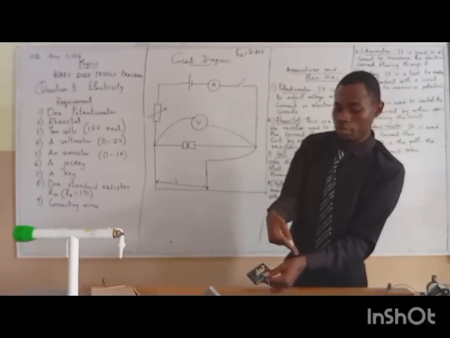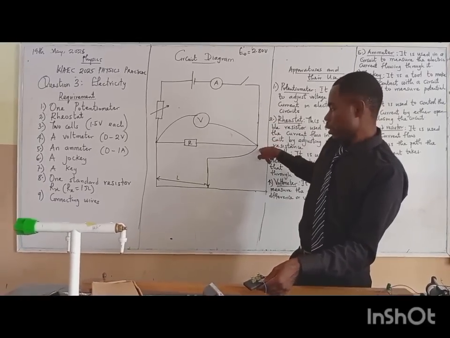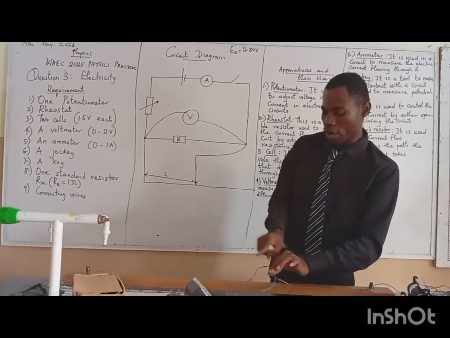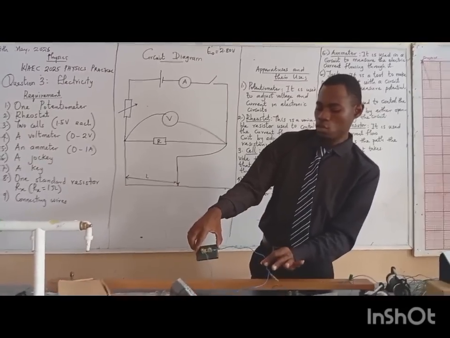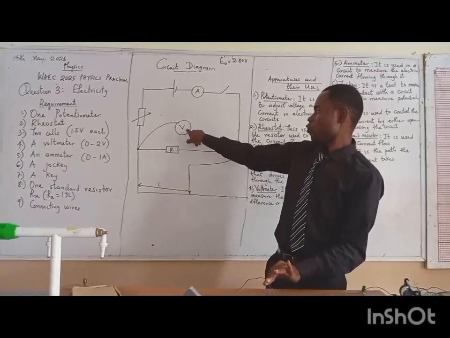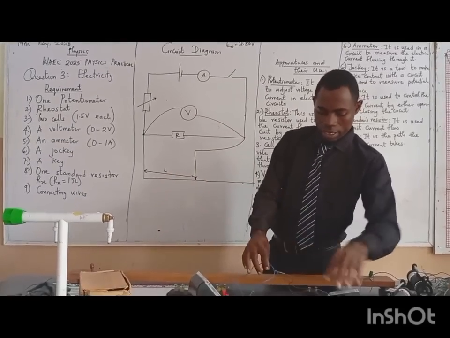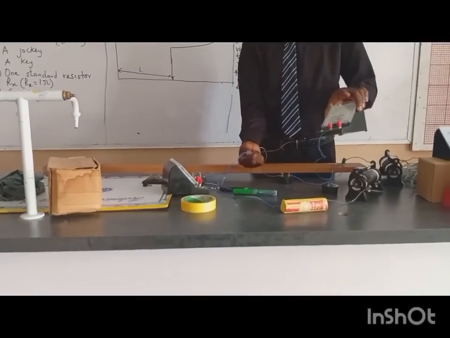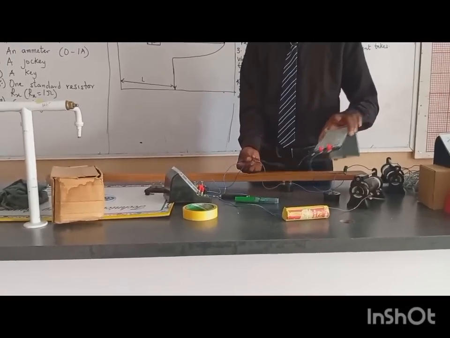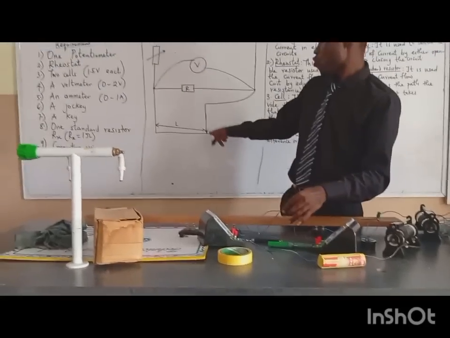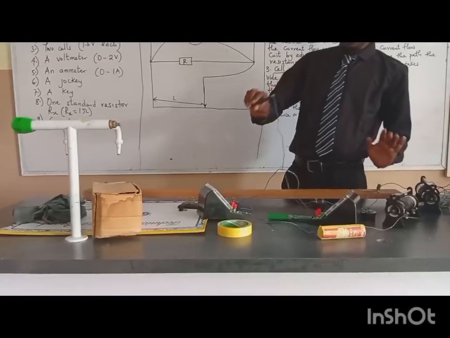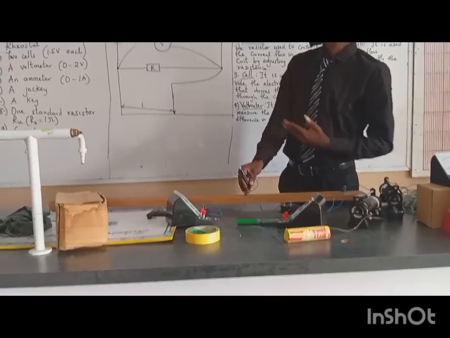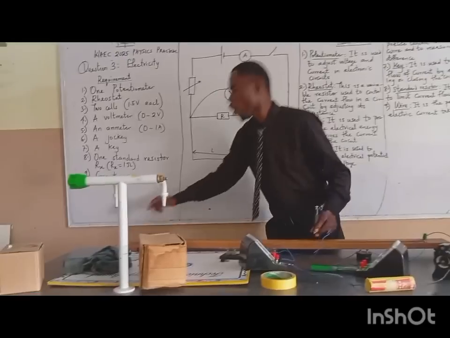Remember, it's open because I don't want my battery to run down. Coming again to the potentiometer at this point, there is a wire here. I have another wire from the voltmeter that is also meeting here. You can see the wire coming from the voltmeter also meeting there. But remember, that is not the third wire. The third wire is my jockey that will go here. This is my jockey.